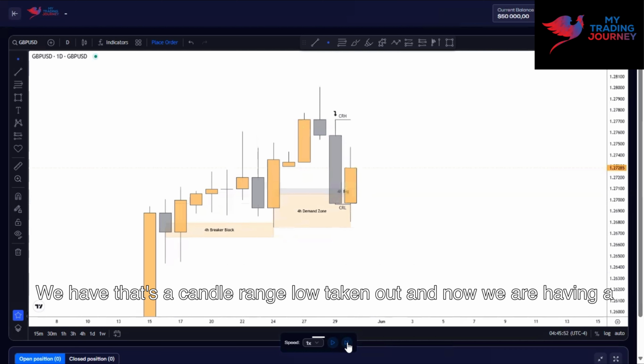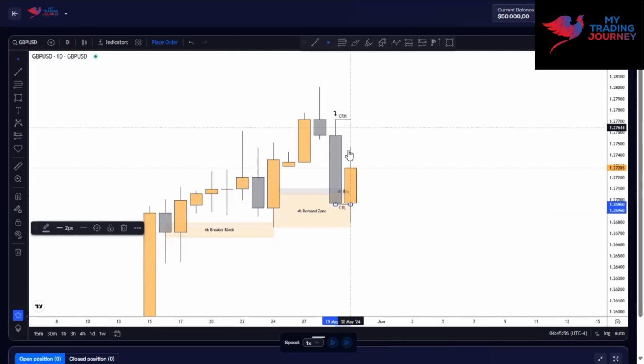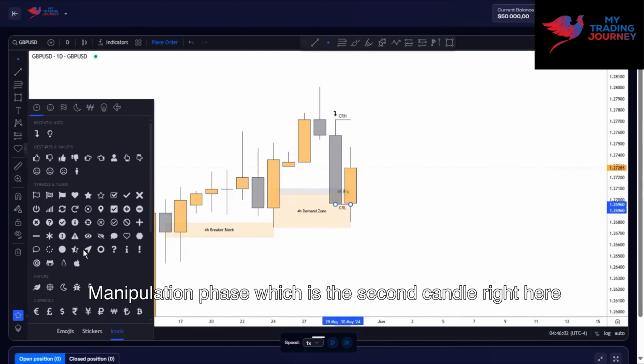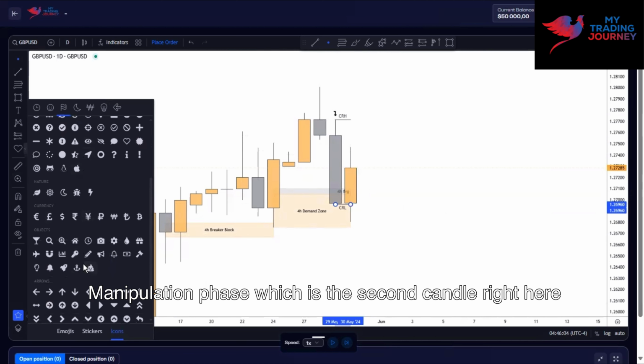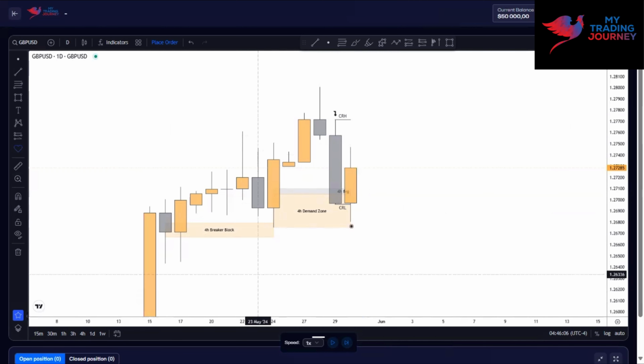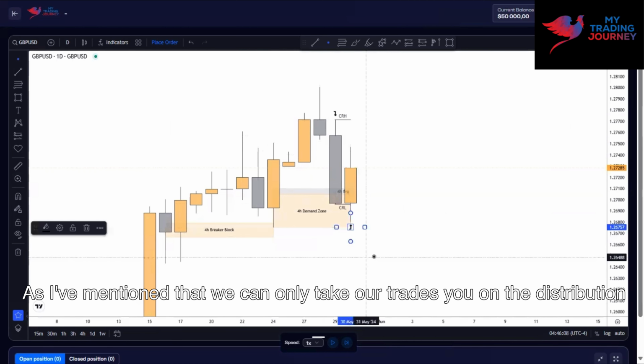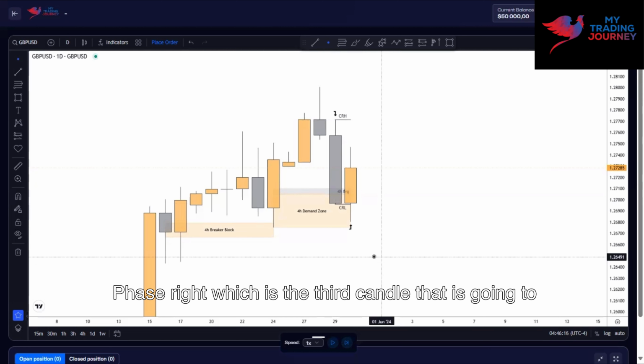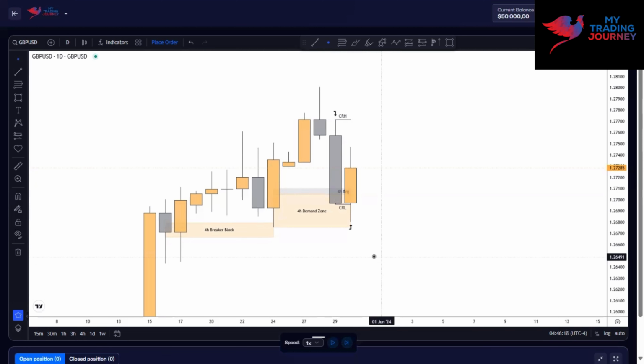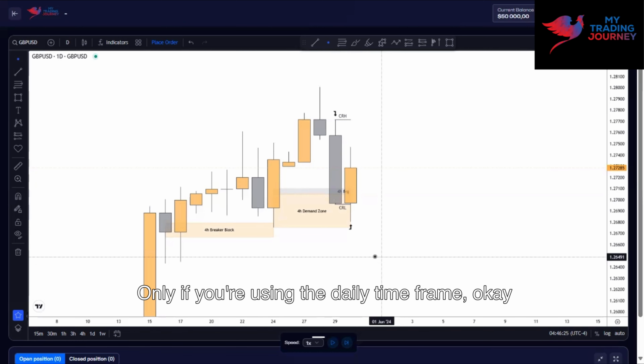We have that candle range low taken out, and now we are having a manipulation phase, which is the second candle right here. As I've mentioned, we can only take our trades on the distribution phase, which is the fat candle that is going to appear right after this one. Only if you're using the daily time frame.